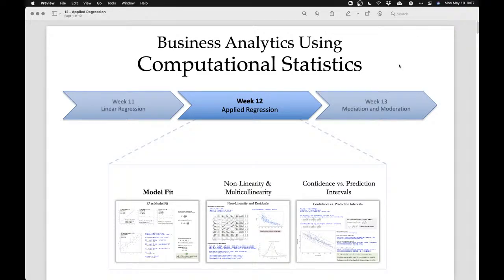All right, so let's get going. Welcome back to week 12, and we're going to be continuing our discussion of regression.